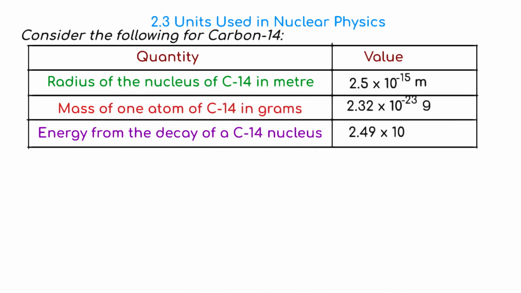You can clearly see that the value of the radius of the carbon-14 nucleus in metre, the mass of an atom of carbon-14 in grams, and the energy released from the nucleus of carbon-14 when it undergoes beta decay in joules look very ugly and will surely make calculations difficult. The decimals are too tiny.